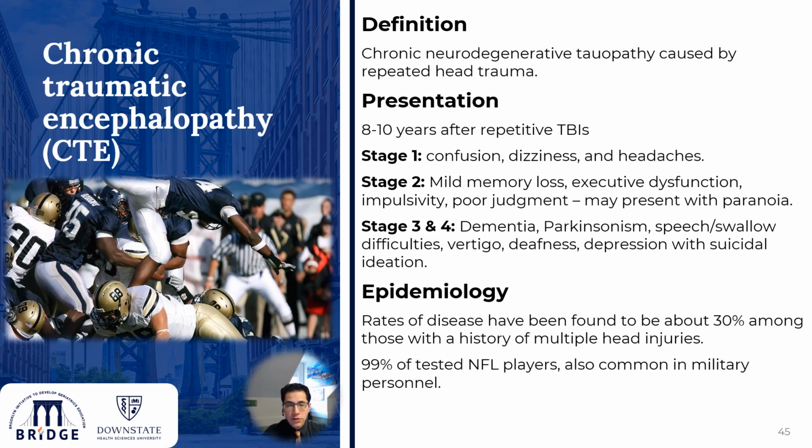Next is the new addition to the list, chronic traumatic encephalopathy, or CTE, which is a tauopathy caused by repeated head trauma. It usually presents around 10 years after the repetitive TBIs. Stage 1 usually starts with confusion, dizziness, headaches, sometimes some mood changes. Stage 2 shows mild memory loss, executive dysfunction, impulsivity, and poor judgment, so mostly frontal symptoms, and it can present with some paranoia. In stages 3 and 4, the disease becomes more advanced with dementia, Parkinsonism, deafness, vertigo, and the depression may progress to become severe with suicidal ideation.